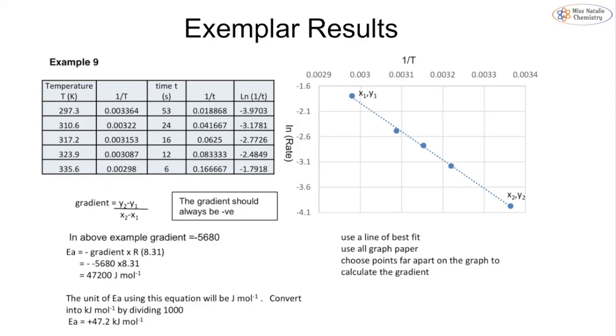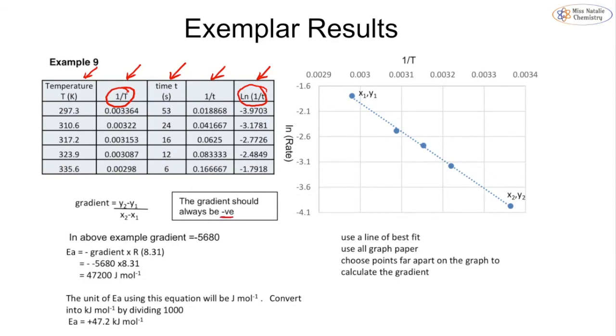So what does that actually look like? Well, you can see here that we have our temperature in Kelvin. We've taken the reciprocal here. We have our time in seconds, and we take the reciprocal of that as well. And then we take the natural log of that, and we plot this natural log here versus our 1 over T.